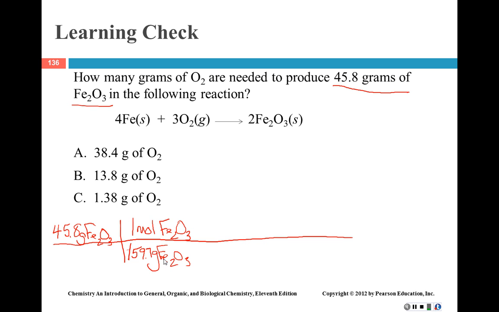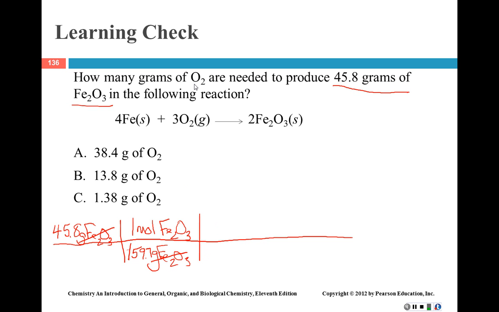So 159.7 grams of Fe2O3 is what 1 mole of Fe2O3 will have a mass of. Okay, now once I've done that, I go ahead and check. Oh, I get to cancel something out. I get to check that off. All right, so now I'm left with moles of Fe2O3.